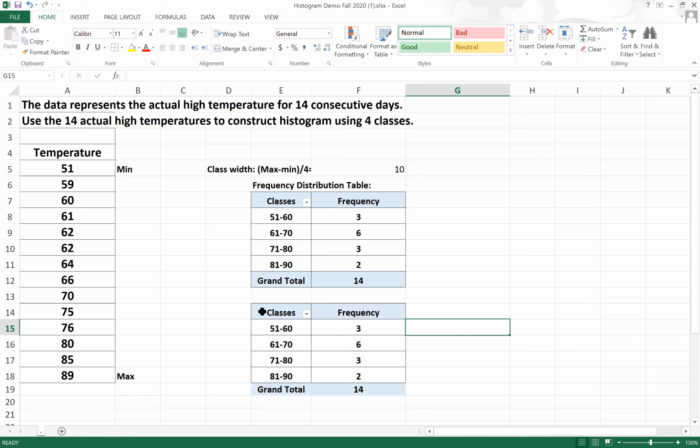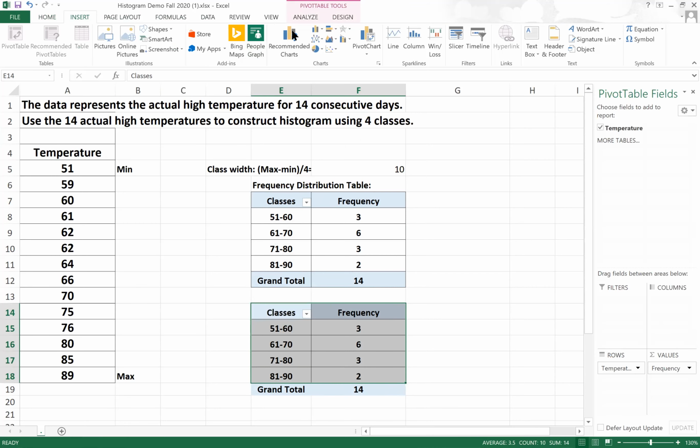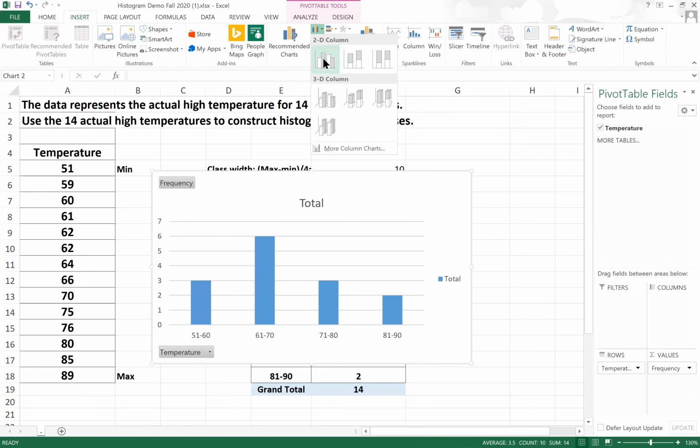One more time, you're going to highlight this table with the titles, classes and frequencies. Do not include the grand total, that's actually not needed here. Go to insert and then click on the first option under the 2D column. It's the bar diagram, the first type of graph from the insert option. Then click on 2D column.